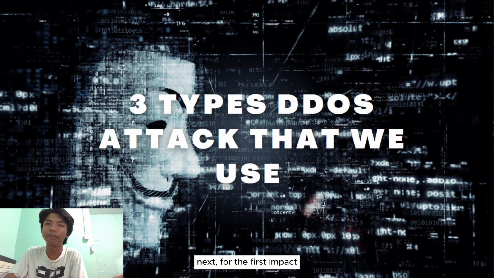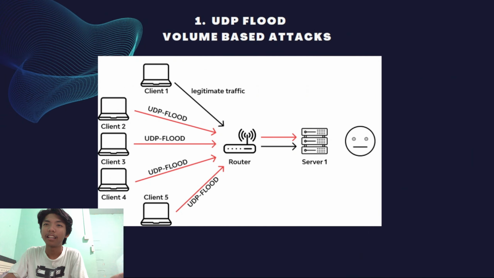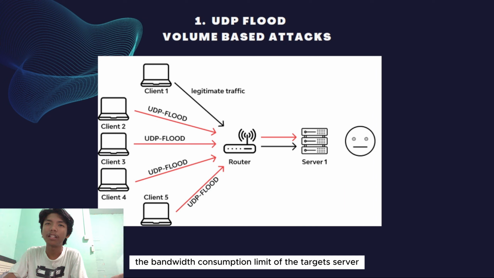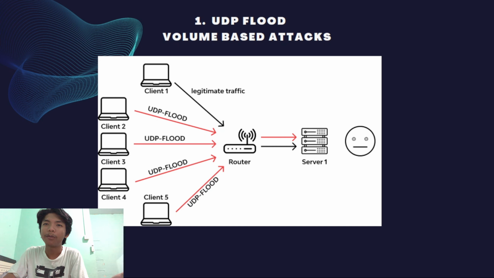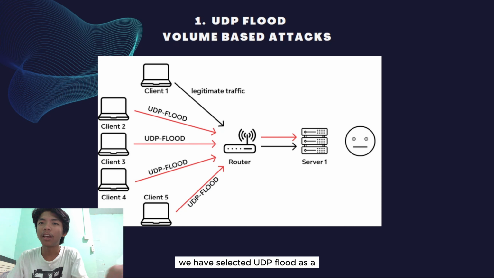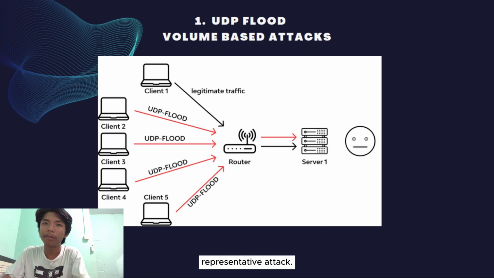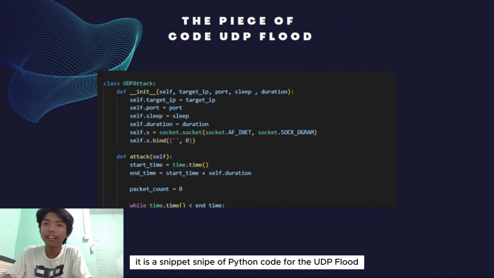Next, for the first attack type, volume-based attack, it targets the bandwidth consumption limit of the target server by sending larger size packets. This can reduce the server capacity to process and respond to data. For this attack type, we have selected UDP Flood as a representative type. Next, here is a snap of Python code for the UDP Flood attack.